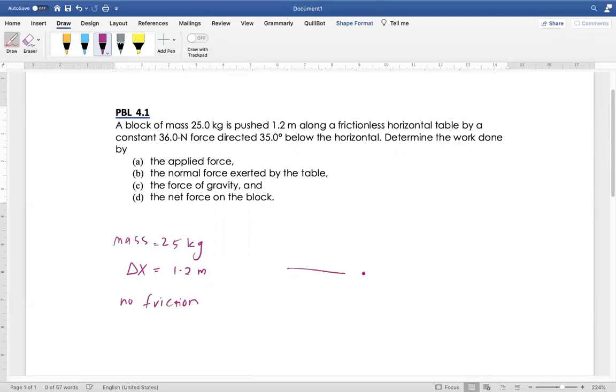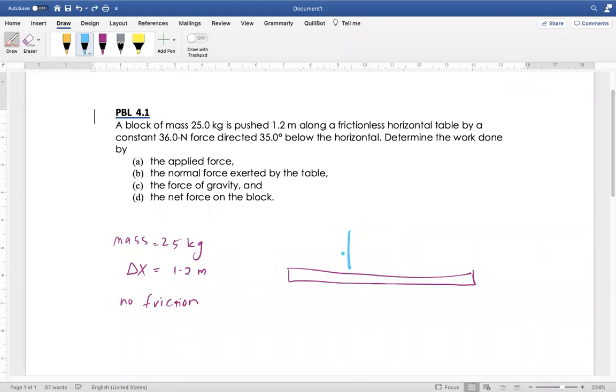Horizontal table. Okay, draw the table. As usual, sorry for the bad drawing. By a constant 36 Newton force directed below the horizontal. So I forgot to draw my box. Just said we must draw everything. Forgot. Okay, so box.